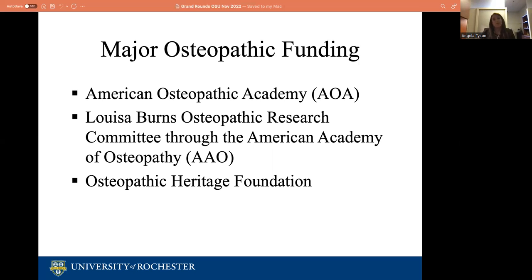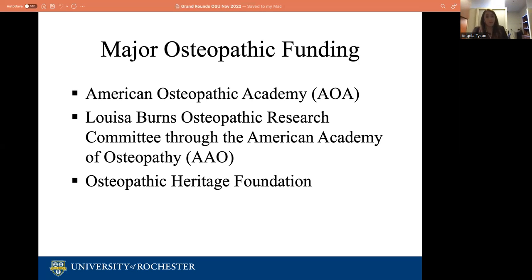And then there's the Osteopathic Heritage Foundation. These people are endowed with osteopathic funds and osteopathic money. And we are talking millions of dollars in osteopathic funding. These are the big guns. Once you start producing really big clinical trials and you make your way up to that level, that's when you have the attention of the Heritage Foundation.